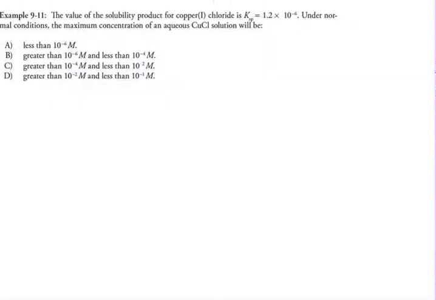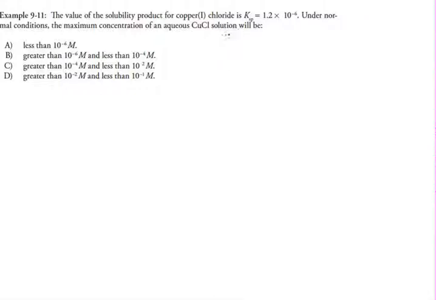Okay. So now we're going to try another practice problem. This is, I believe, an MCAT practice problem, if you're paying attention to that sort of thing as we go along together. Okay, so the value of the solubility product for copper 1 chloride is KSP equals 1.2 times 10 to the negative 6th. Under normal conditions, so again, just meaning temperature and pressure are what they should be, the maximum concentration of an aqueous copper chloride solution will be.